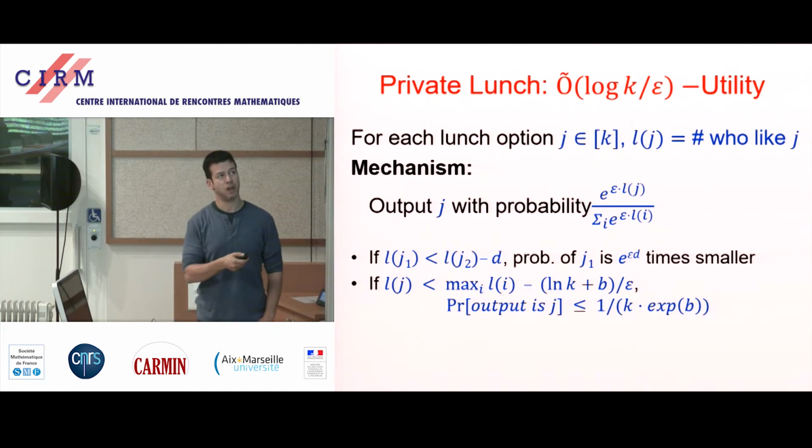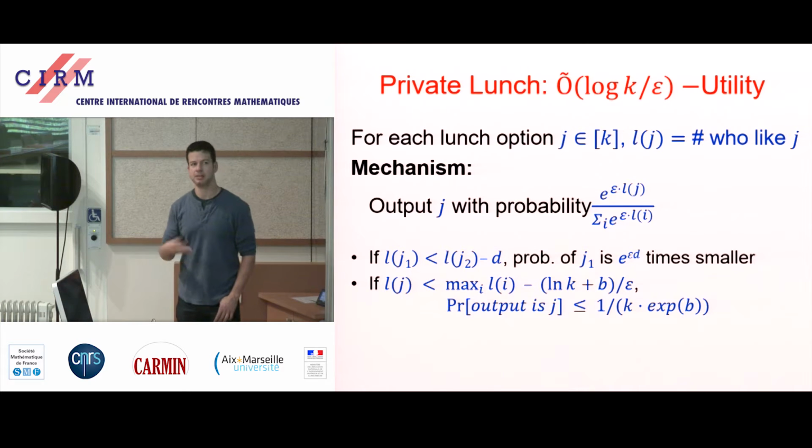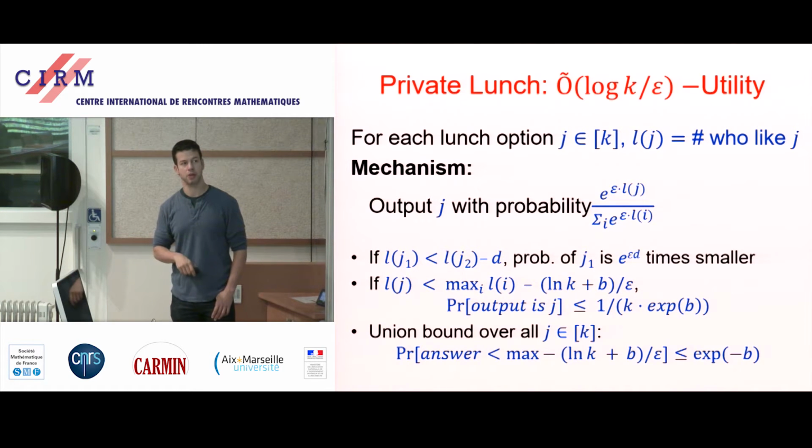In particular, for any option that is much smaller than the optimum, than the one that the most people like, so if j is smaller than the best option by at least log k plus b over epsilon, then the probability that we output j is at most 1 over k times e to the b. That's simple by the construction of the algorithm.